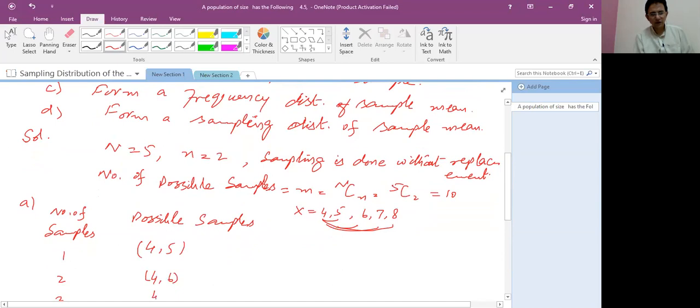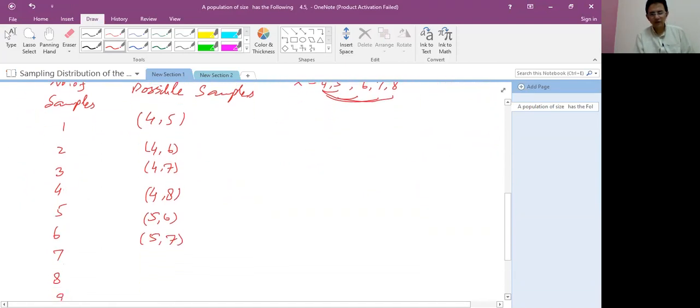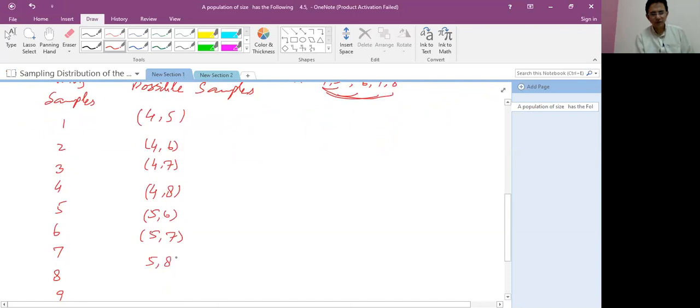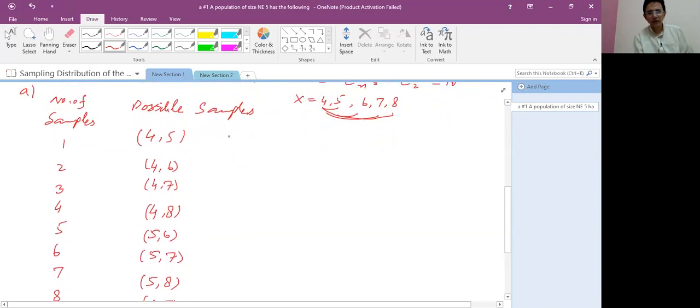4, 5, 4, 6, 4, 7, 4, 8. Similarly 5, 6, 5, 7, 5, 8, 6, 7, 6, 8. And the last one is 7, 8. So these are the possible samples when we apply the condition that sampling is done without replacement.